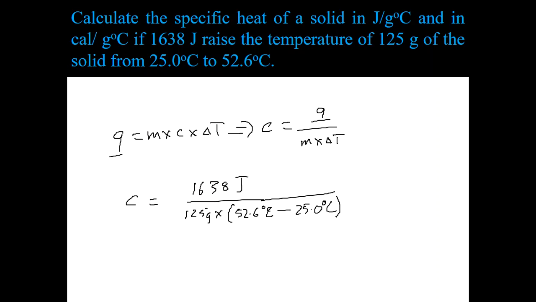So typically when you get a problem like this, you work out what's within the parentheses, 52.6 minus 25, and I end up with 27.6 degrees Celsius. And then I just do the rest of the calculations. So 1638 divided by open parentheses 125 times 27.6. And the answer I get here is 0.